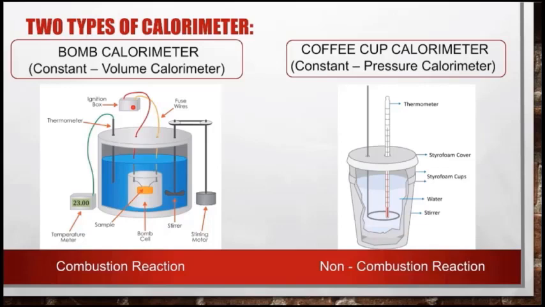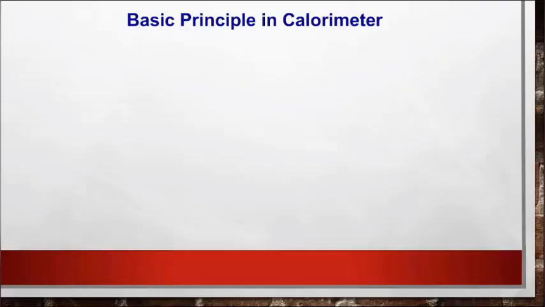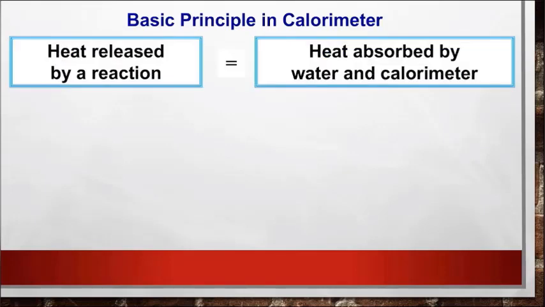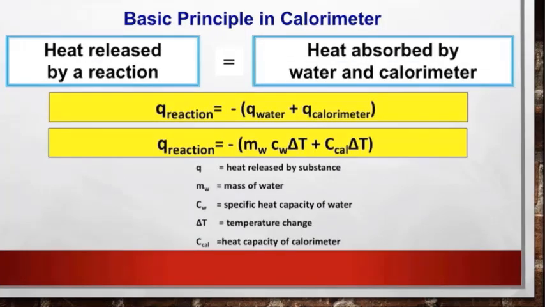Generally, in a calorimeter, a reaction will occur and the heat released by the reaction will be absorbed by the calorimeter and the water or the solution. This will be explained in more detail later. Calorimeter allows us to calculate the amount of heat released by a reaction. Therefore, we need to know the basic principle in calorimeter. In a calorimeter, heat released by a reaction is equal to the heat absorbed by water and calorimeter. If I put this into a formula, it will be Q reaction equals negative Q water plus Q calorimeter.